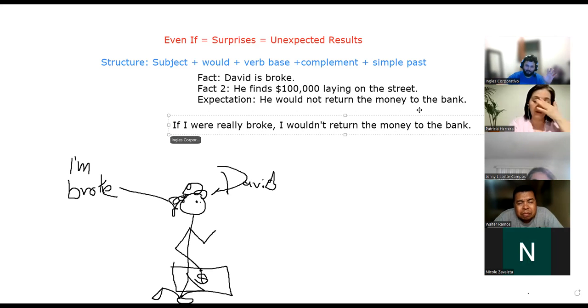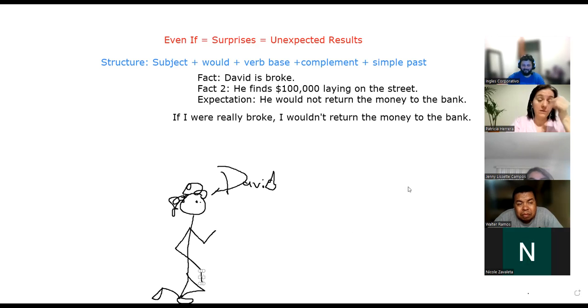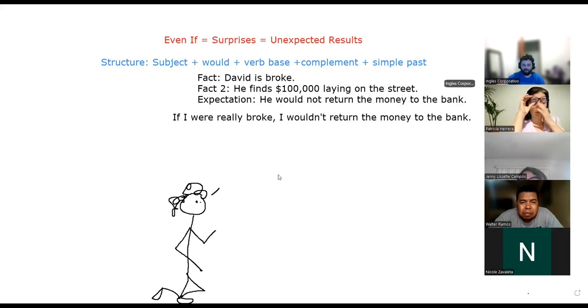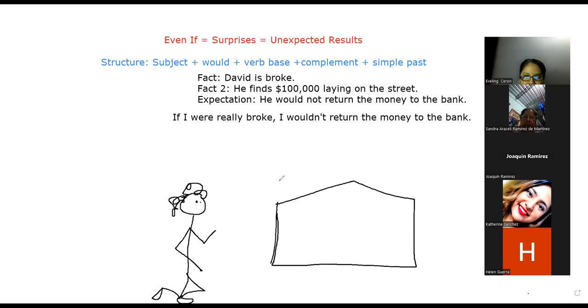All right, so now, let's say that we have Honest David, and this actually, I wouldn't take it to the bank, guys. But in reality, if you ever found $100,000 laying on the ground, it's dangerous. You don't get money as easily. So I would probably just leave it there and call the police or something. Anyways, let's say that I take it to the bank, okay?